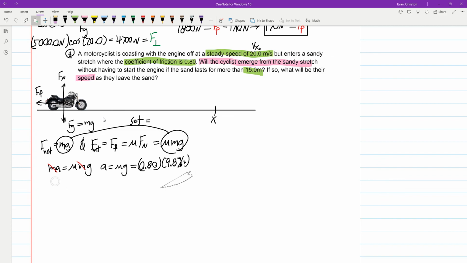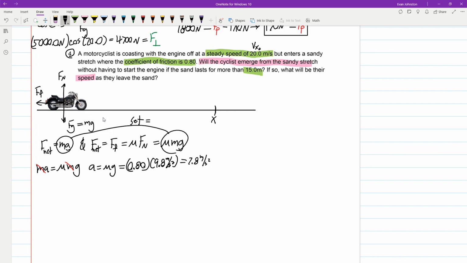I'm just going to drag this a little bit over here to give me a little more space. And 0.8 times 9.8, that gives me about 7.8. So we have equals 7.8 meters per second squared. So we know the acceleration. Sweet. Okay, well, why do we care? What the heck can we do with this?